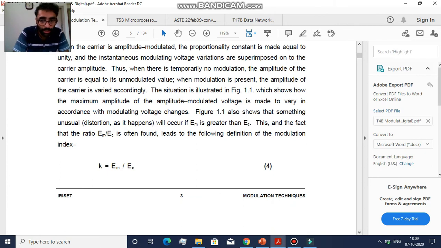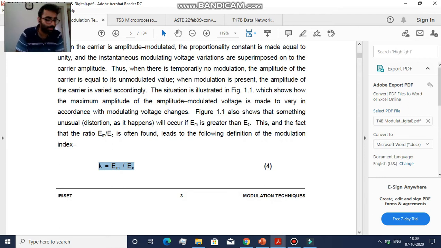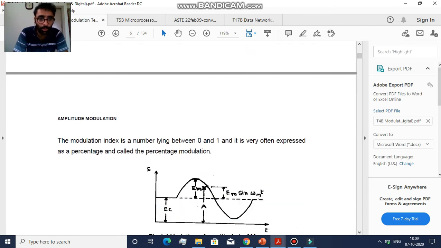So an important parameter regarding this is the modulation index, and it is defined by K equal to EM upon EC, where EM is nothing but the amplitude of the modulating signal and EC is nothing but the amplitude of the carrier signal. So basically the modulation index is a number lying between 0 and 1, and it is often expressed as a percentage of modulation.